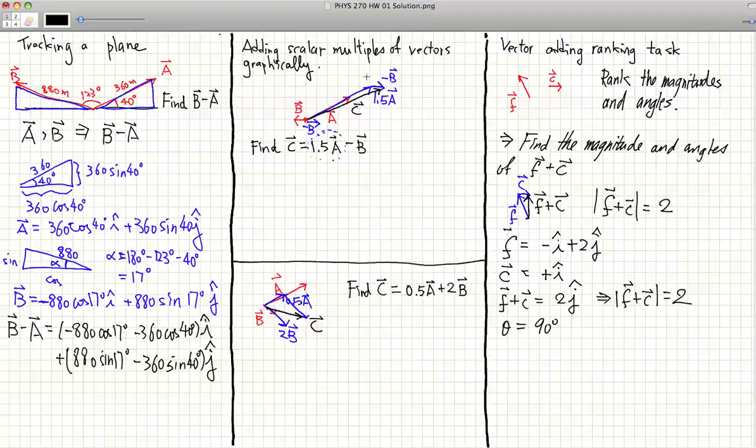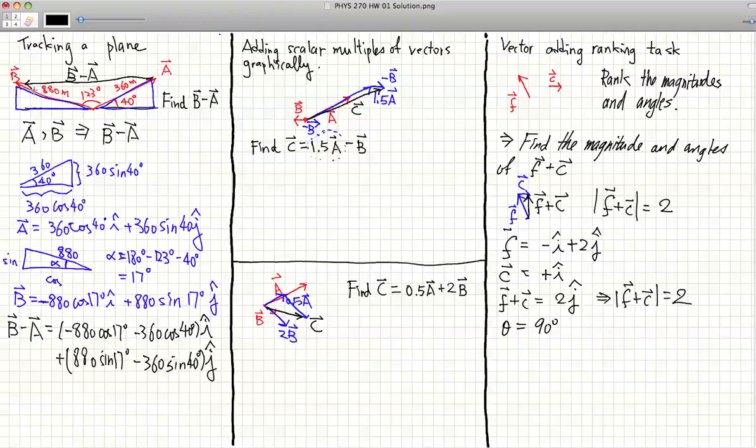There's one more remark that I forgot to make about the first problem about tracking a plane. The reason why I want to find the vector b minus a is because in the diagram, the vector b minus a actually represents a vector that points all the way from a to b. That's in general true whenever you see two vectors subtracting. The difference between them takes you from this vector to this vector. The reason why I find b minus a is because it overall represents the displacement of the plane. The plane starts from here and ends up over there.